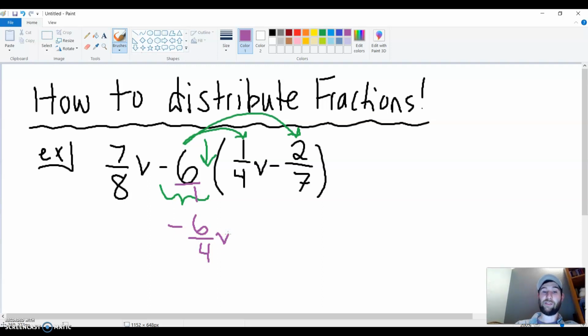Then you have that -6 times the -2/7. Same thing, multiplying the fractions. -6 times -2 is a +12. And then what's below the -6 is the 1. The 1 times the 7 is just 7. Perfect. We've taken care of that distribution. We've multiplied our fractions. Now, all that's left is still the 7/8 v in front minus the 6/4 v plus the 12/7.